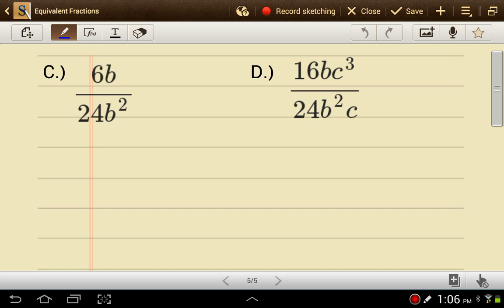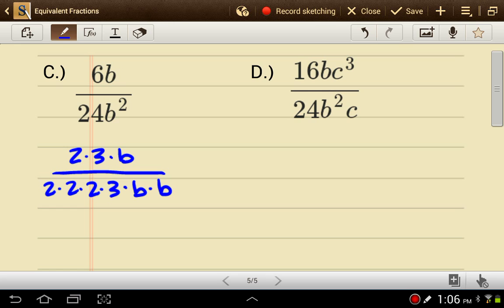Okay, in these 2 examples, again, I'm going to write it out. So that's 6b, so that's 2 times 3 times b. I'm practicing my prime factorization. Use your sheets of paper you have with all the answers on them. Okay, for 24, that's going to be 2 times 2 times 2 times 3 times b times b. Now I'm going to cross off what I have. This 2 is going to cross off with that 2. That 3 is going to cross off with that 3. And that b is going to cross off with that b.